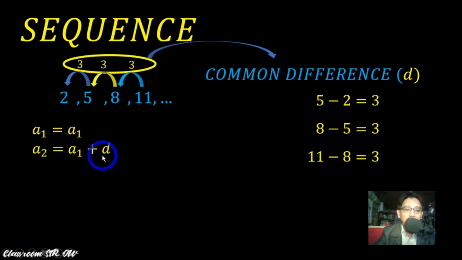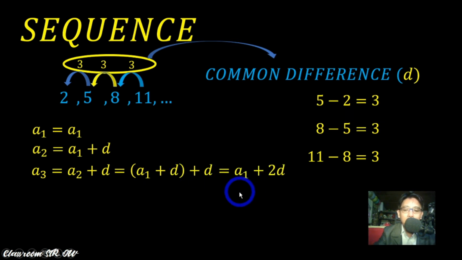Let us go to the third term, a sub 3. If you notice, a sub 3 is just the second term, which is 5, a sub 2, added by the common difference. But a sub 2 is just equal to a sub 1 plus d. Right? You look here: a sub 2 is equal to a sub 1 plus d, plus d. So there are two common differences now. So that becomes the first term plus two common differences, d plus d, which is 2d.